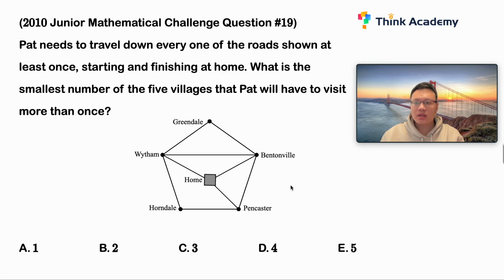Question number 19 of 2010 JMC. Pat needs to travel down every one of the roads shown at least once, starting and finishing at home. What is the smallest number of the 5 villages that Pat will have to visit more than once?